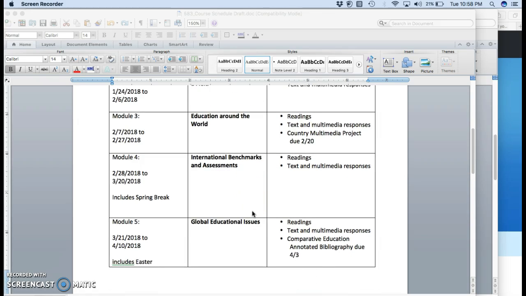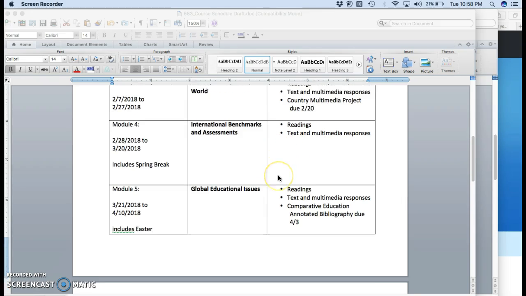Our next module is around international benchmarks and assessments. So thinking about some of those big assessments, what they are, how we use them, how others use them, and the big question of whether or not we should even use those assessments to help us think about education and how our education compares to others around the world. Again, text and multimedia responses there.